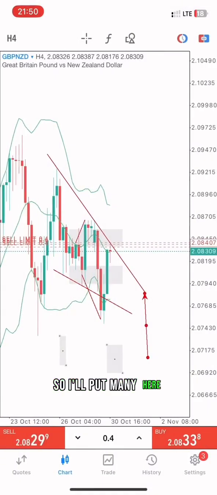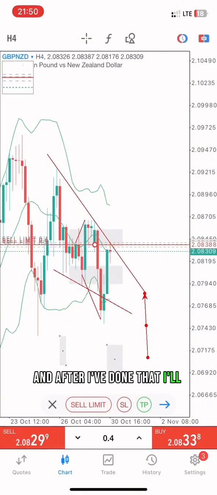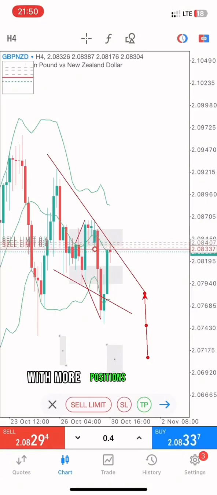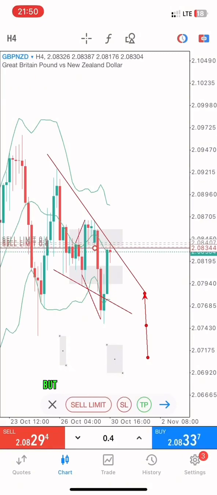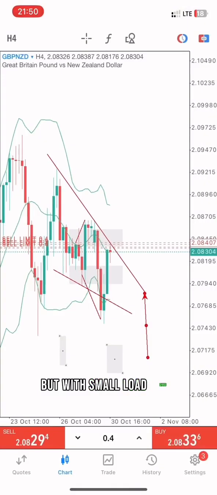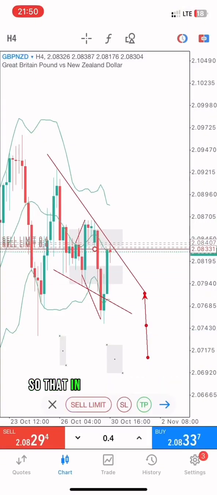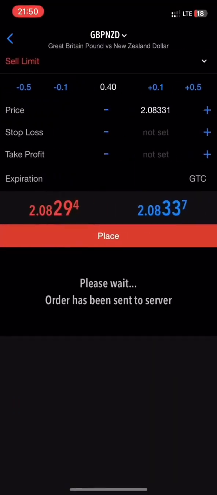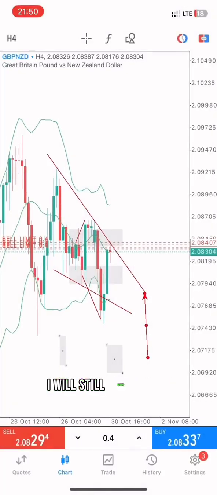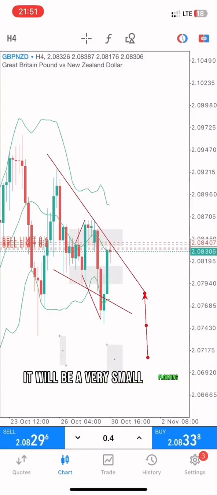So I'll put many here, and after I've done that, I'll actually enter with more positions which are active but with small lot sizes, so that in case it doesn't go up to break the trend line, I'll still make profit to still go down with my active profits. And if it goes down, it will be a very small floating loss because I would have put in very small lot sizes.